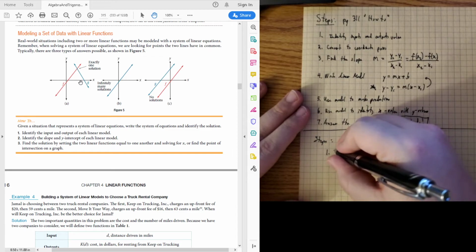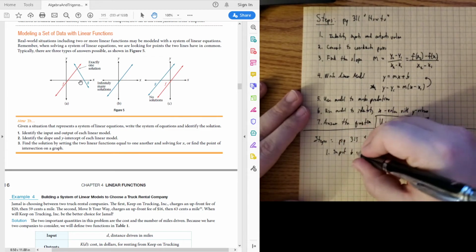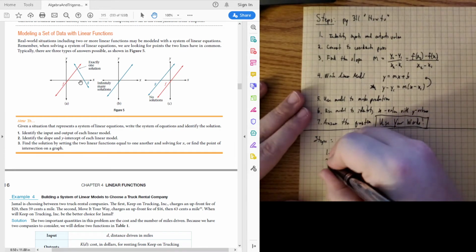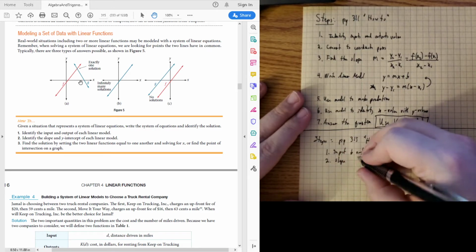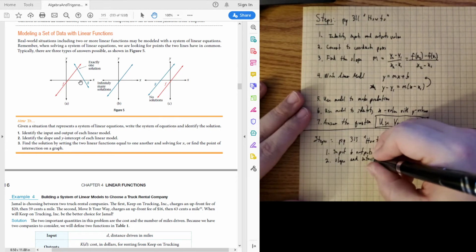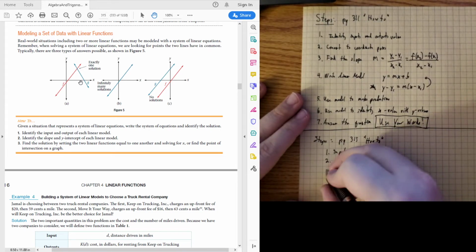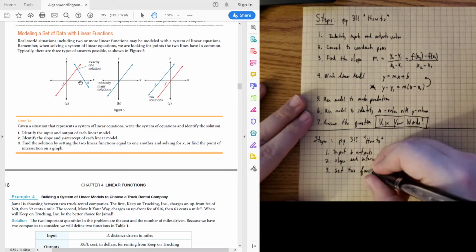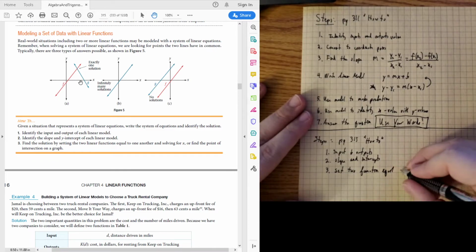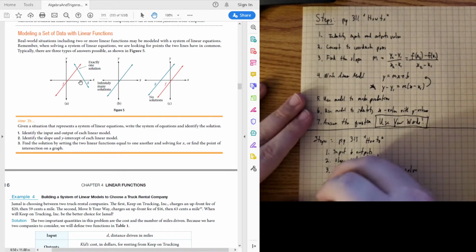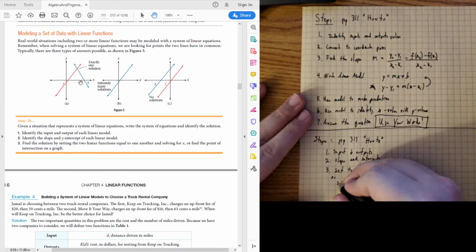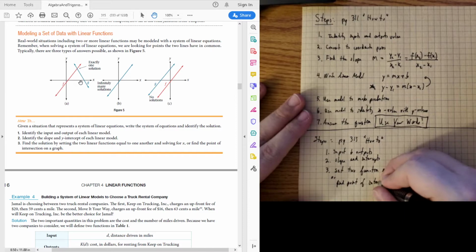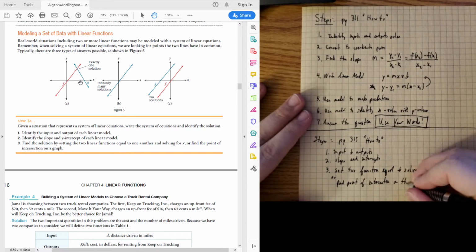Step 1, you want to identify the inputs and outputs. Use those inputs and outputs to find the slope and the intercepts. Step 3, set the two linear functions equal and solve. Alternatively, you can also find the point of intersection on the graph.